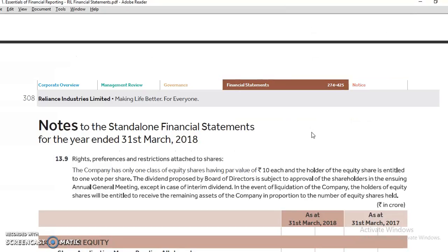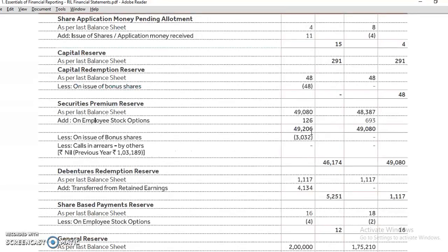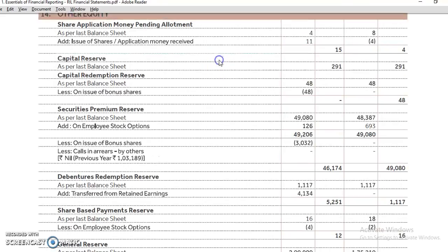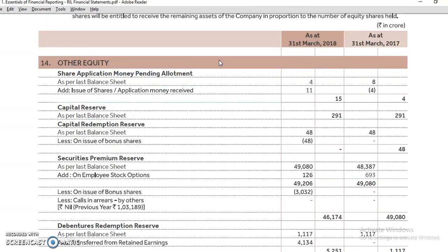So this year they have given the bonus share. That's why the share capital increased from 3,000 to 6,000. Now these details are about the reserves. So in the financial statements, normally the requirement from financial reporting standards is we need to show a change, how the shareholders' equity has changed during the year.